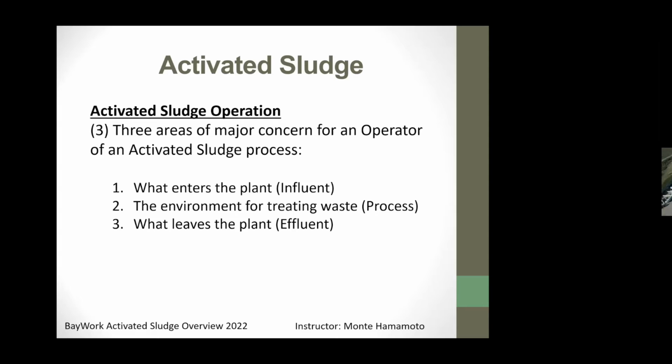And also, we're very concerned with what leaves the plant, because that's going to be regulated through our NPDES permits on what we can discharge in TSS or in BOD. So again, what comes in the plant, how we maintain our process, and then what's leaving, because what's leaving is going to be an indicator of how well our process is working.